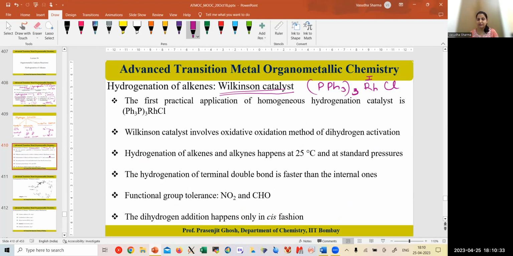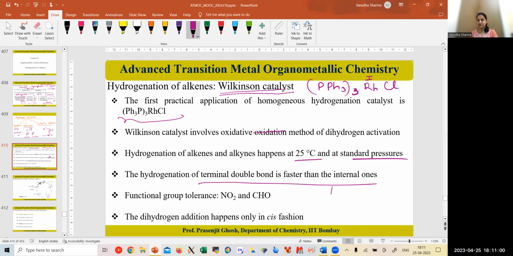The first practical application of a homogeneous hydrogenation catalyst is this one, where the rhodium catalyst has been used. So the Wilkinson catalyst involves the oxidative addition method of dihydrogen activation. Hydrogenation of alkenes and alkynes generally happens at room temperature, like 25 degrees, and at standard pressure, like 1 atmosphere. The hydrogenation of a terminal double bond is faster than the internal ones.